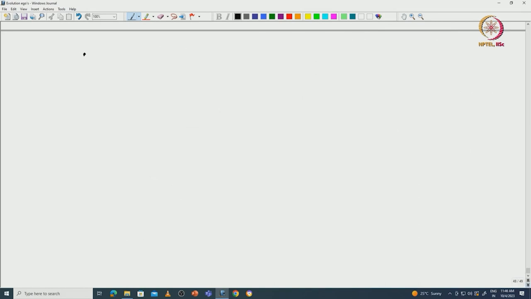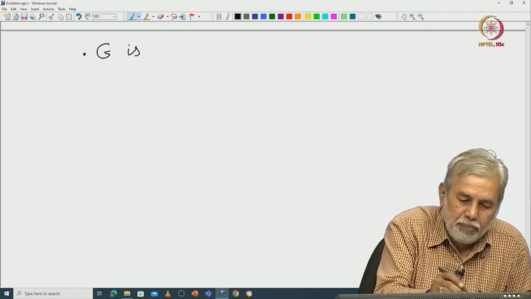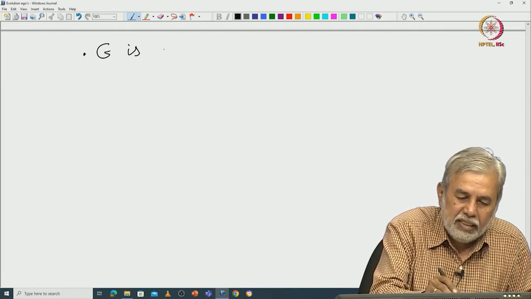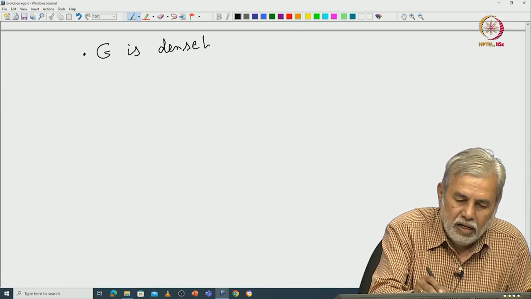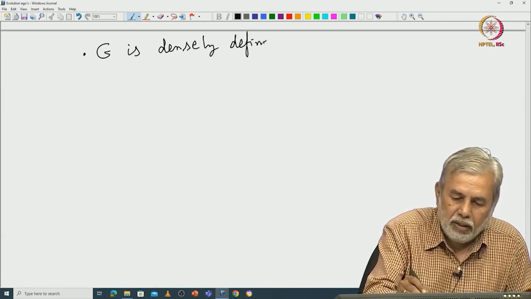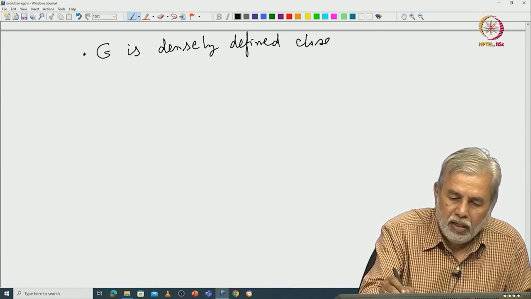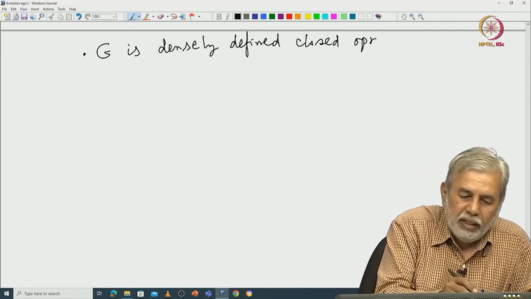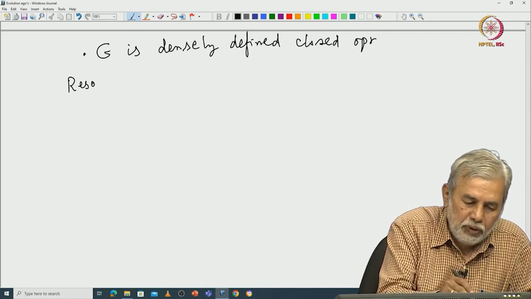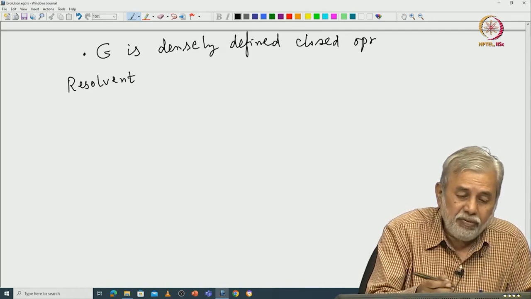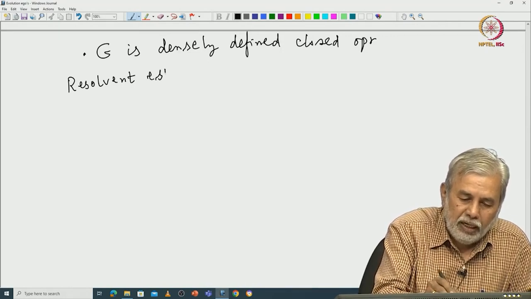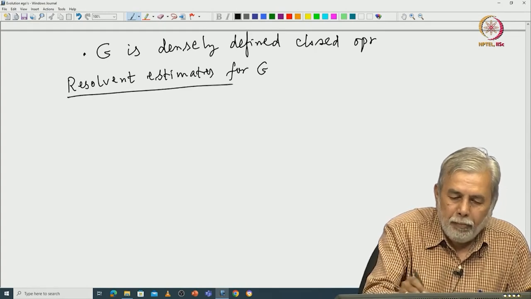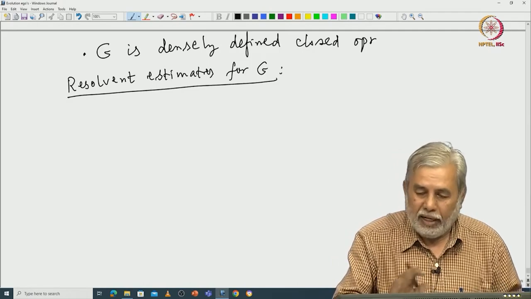So, this first part is relatively easy. But you keep verifying these things all the time. We are saying this one, but you have to verify this. G is a densely defined closed operator. Okay. So, that is relatively easy. Okay. So, next we have to worry about the resolvent estimates. We have to show that the resolvent set is large enough and the required resolvent estimates hold for G. So, that we can apply the Hille-Yosida theorem. Again we are back to that.